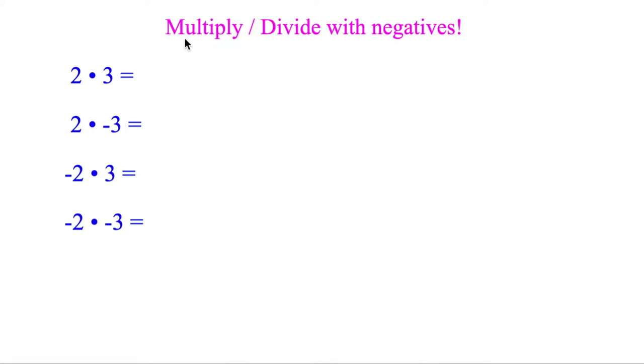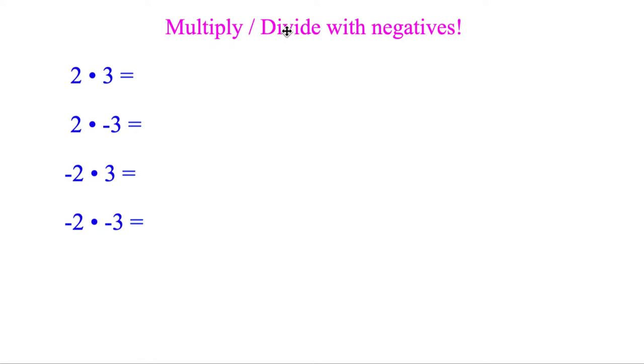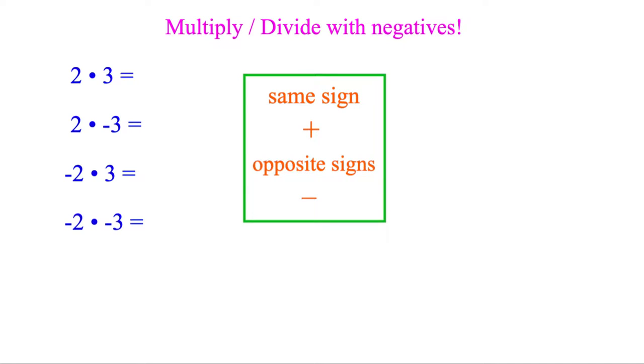In this video, we're going to go over how to multiply, divide with negatives, and add and subtract with negatives. Now, multiplication and division are nice because you just need to remember this rule. If both numbers have the same sign, in other words, they're both positive or both negative, the final answer is positive. So for that first one and the last one, that's where we get positive 6. But if they have opposite signs, like this one and this one, that's where we get the negatives there.